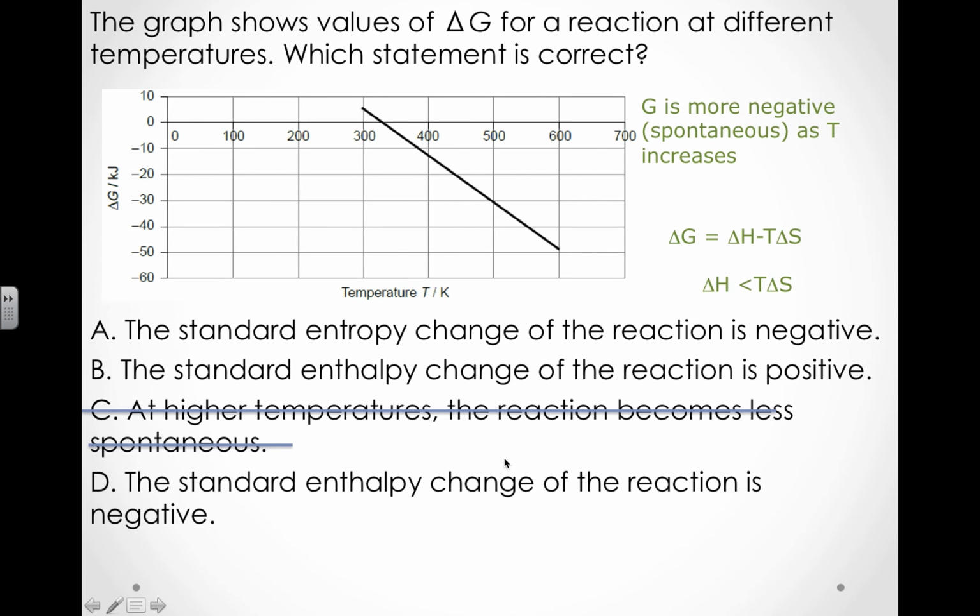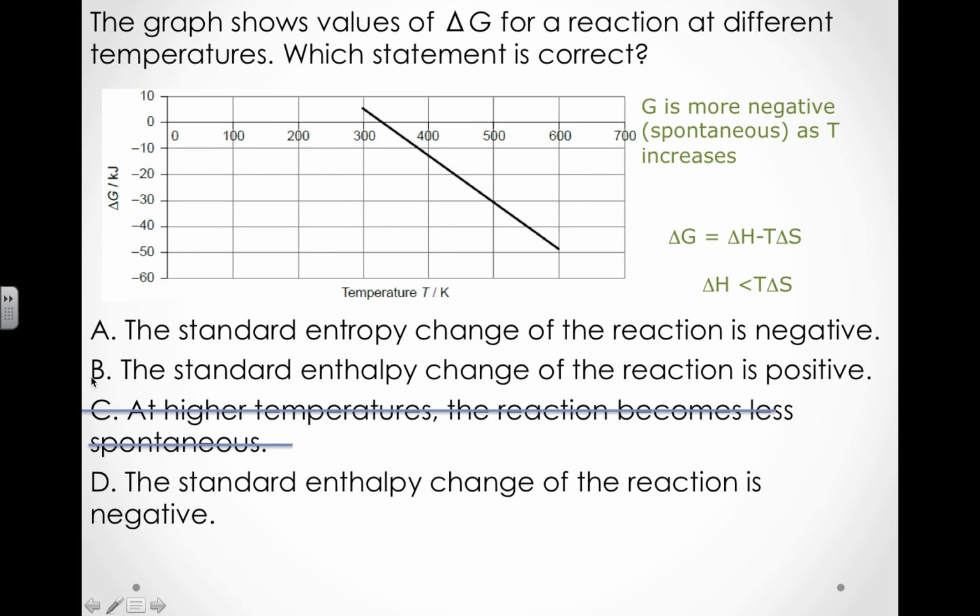All right, let's look at D. The standard enthalpy change of the reaction is negative. Well, if we had delta H minus T delta S, if delta S were positive, then this would be negative at all temperatures, and it's not. And if delta S were negative, so we have negative minus a negative, then we would see the reaction become less spontaneous with higher temperatures. So it would have a positive slope and go this way. So D is not going to be correct. And in fact, B is the correct choice here.